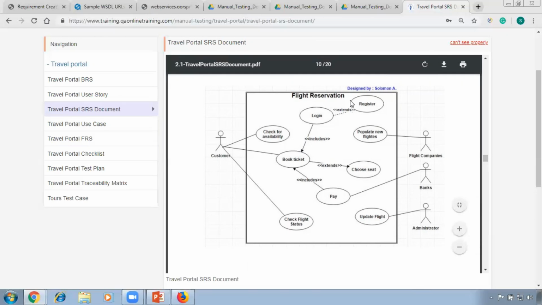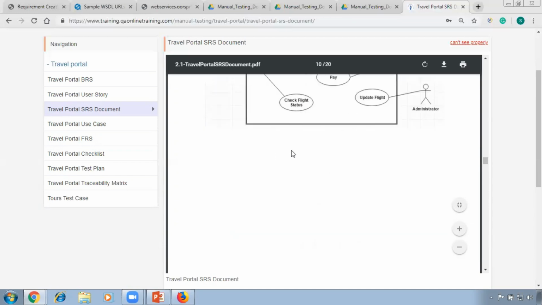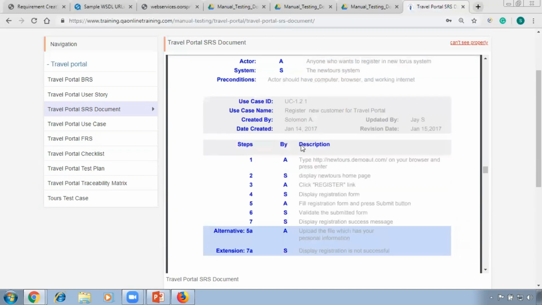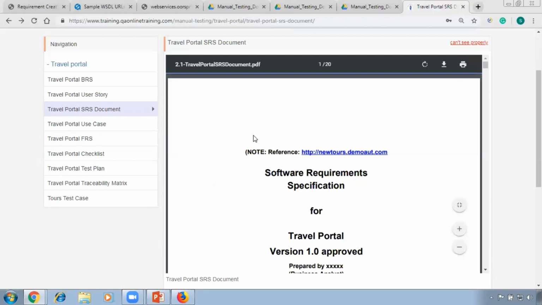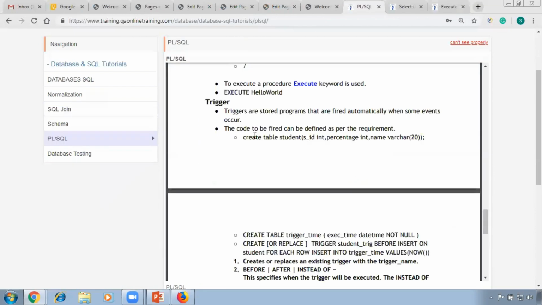And each phase of the process, like login, register, check for availability, book ticket, choose seat, pay and book, update flight, all these are your processes. So you will show the interaction between different activities of the processes and the different actors involved in this complete process. That's about the use case diagram. If we talk about the use case document, it's more like the conversation between the actor and the system. The actor will type the URL in the browser, and the system will display the home page. All this information is written in the use case.